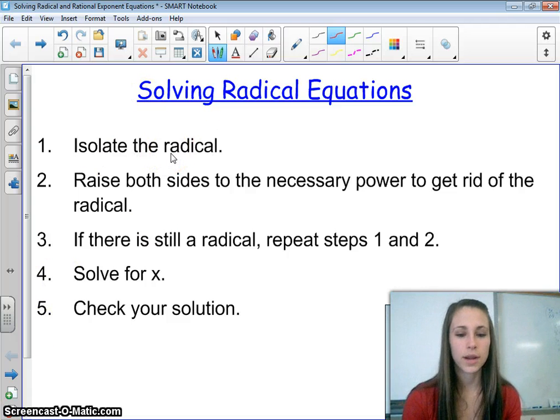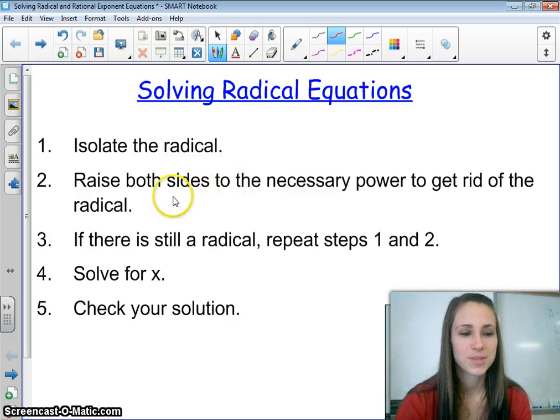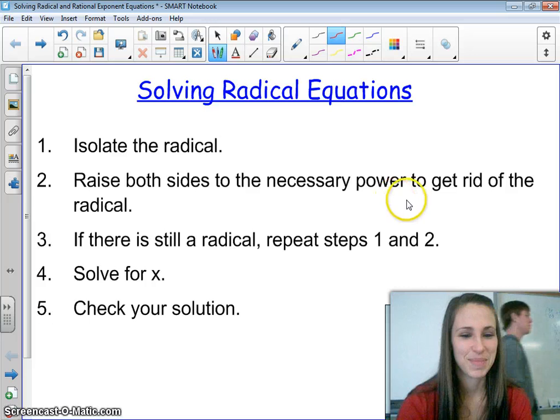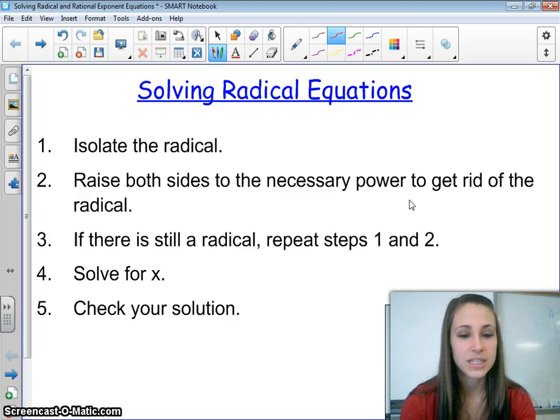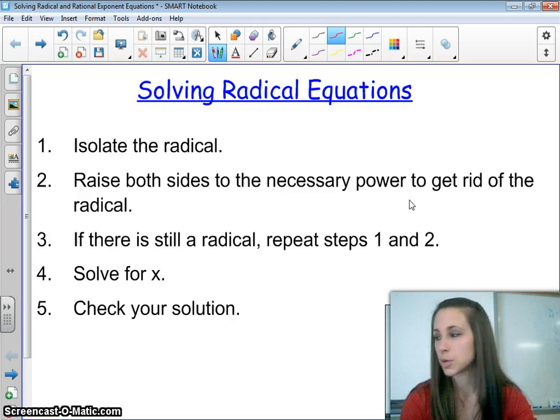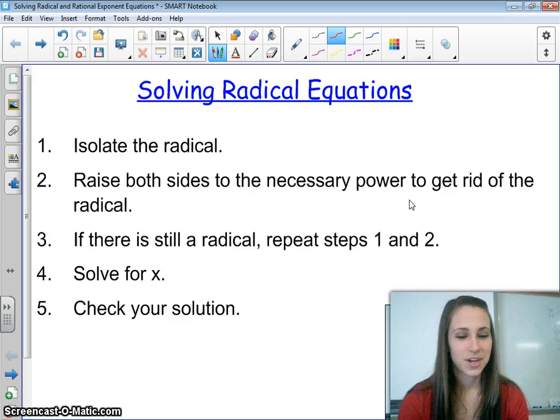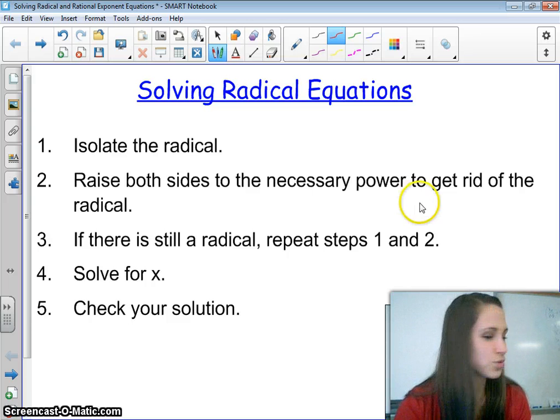So that means get whatever is under the radical by itself and the radical itself. Then I'm going to raise both sides to the necessary power to get rid of the radical. I'll tell you what that means whenever we get to a problem. If there's still a radical, then you're going to repeat steps 1 and 2. These are for the harder kinds of problems. Then I'm going to solve for x and then check my solution.